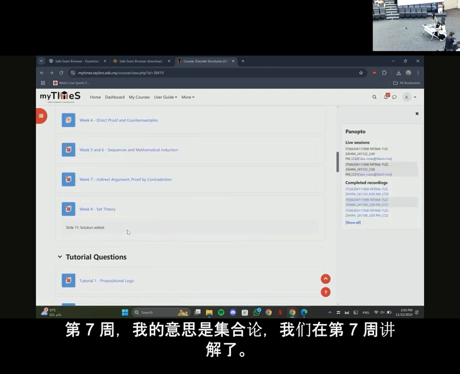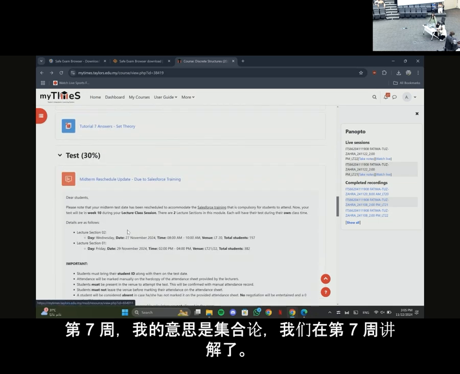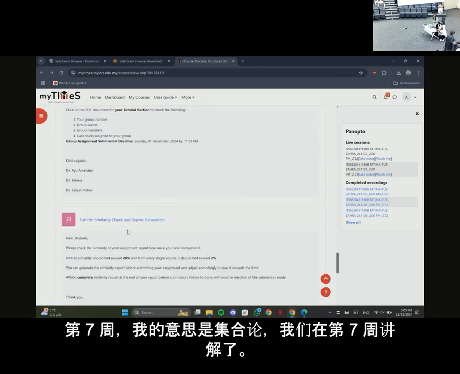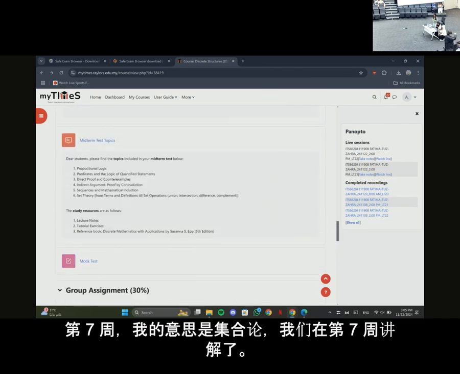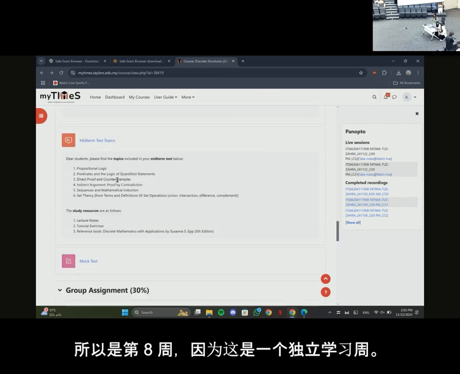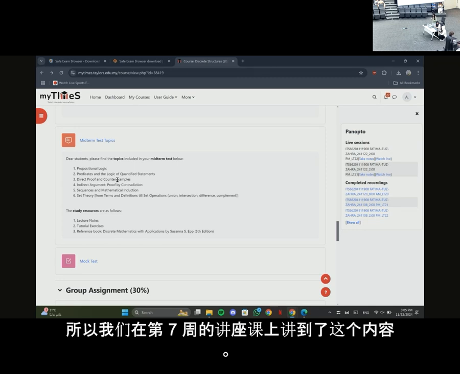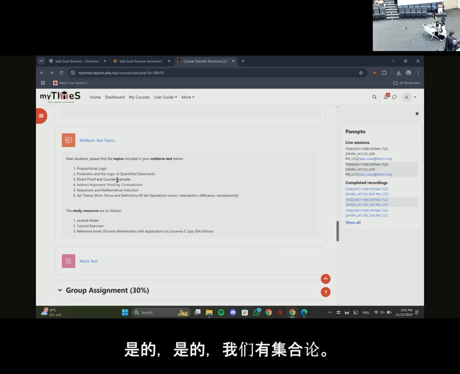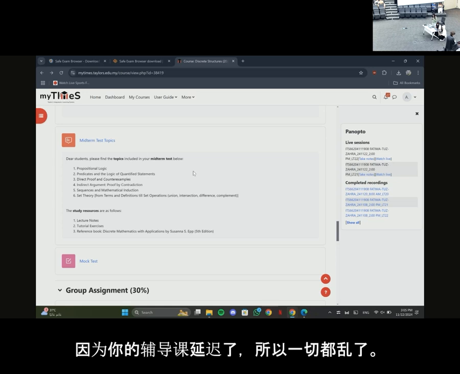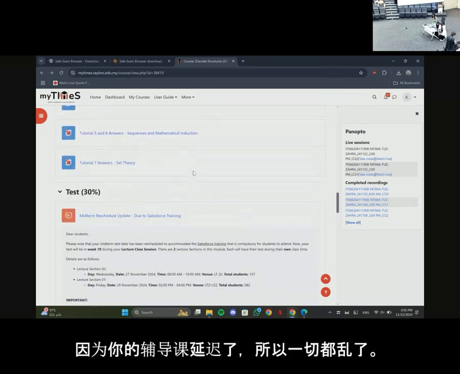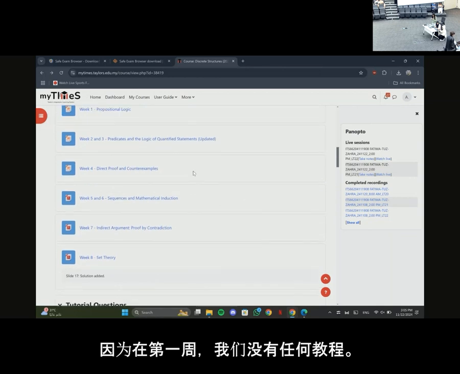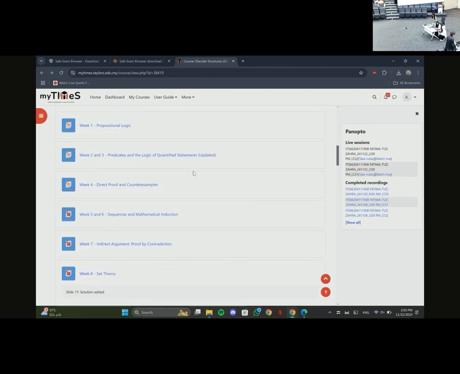Week 7 lecture, right? That's indirect argument, proof by contradiction, right? It doesn't have set theory. Set theory we covered in week 7. Week 8 was the independent learning week, so set theory is mentioned in week 8 here, but we covered it in week 7 in the lecture. It's different here. Maybe I will change it. It's all messed up because of the delay in your tutorial classes, because in week 1 we don't have any tutorial classes. So maybe I will change this to week 7 as well to avoid any confusion.